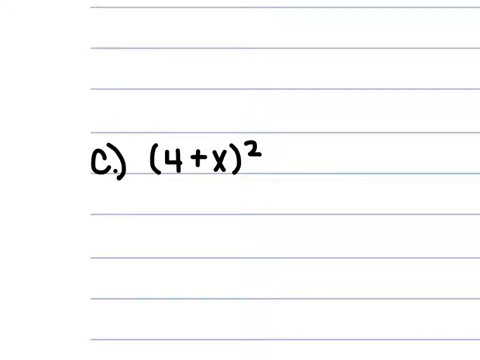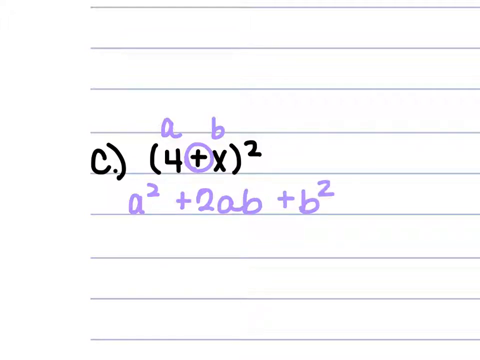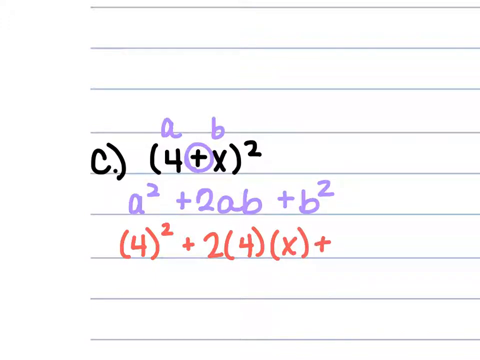For C, we have 4 plus x squared, so that 4 is going to be our a. The x is our b. We have an addition sign there. So we're going to use a squared plus 2ab plus b squared. So a is 4, so 4 squared plus 2 times a times b, which is x, plus b squared, which is x squared.